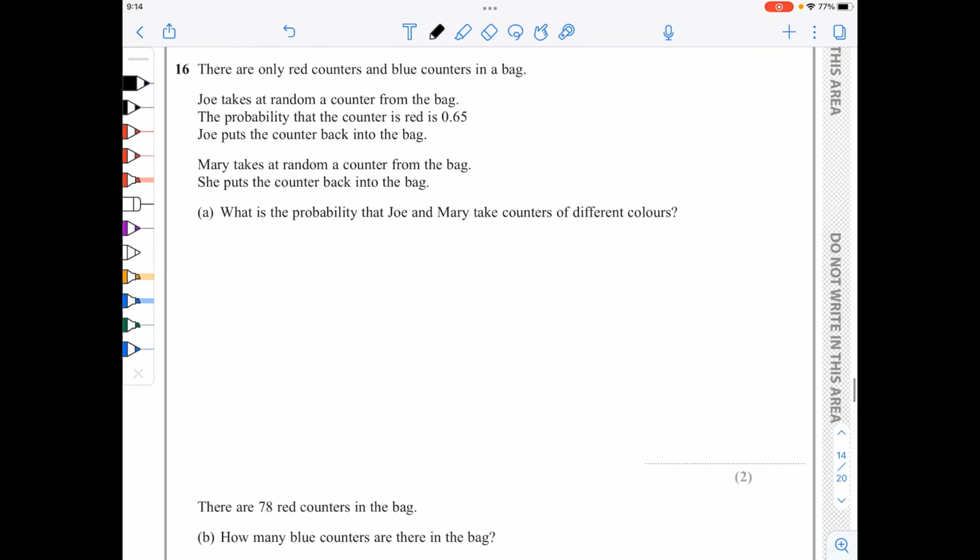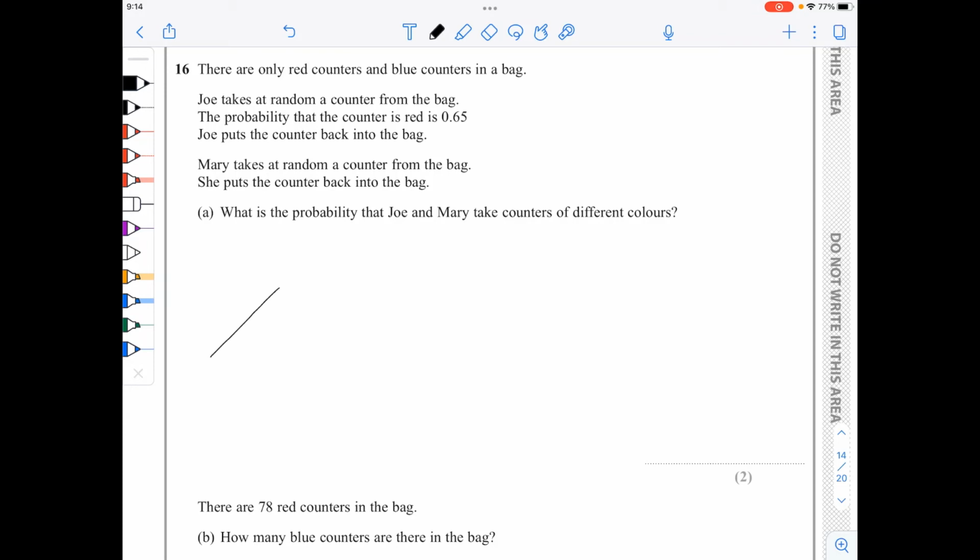16, there are only red counters and blue counters in the bag. The probability we pick a red counter is 0.65. We pick one at random, we check, we put it back, then Mary takes another one at random. What is the probability that both take counters of different colors?